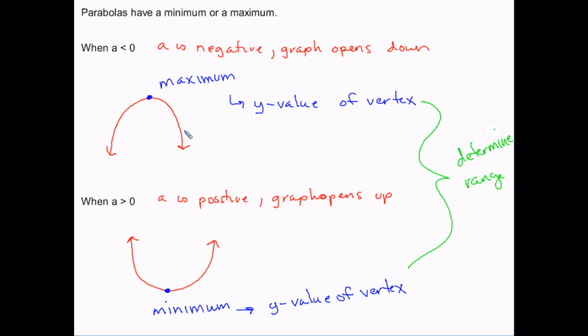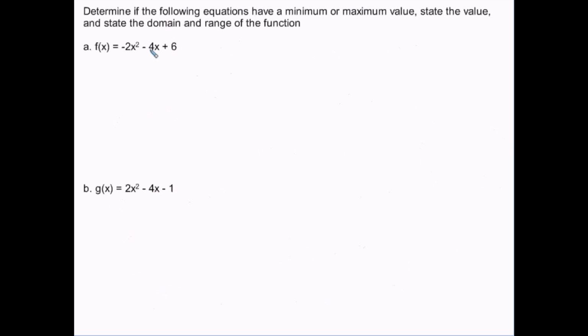Okay, if you have a maximum, your range is y is less than or equal to the maximum. If you have a minimum, your range is y is greater than or equal to the minimum. Okay, so we want to determine if it has a minimum or a maximum value. We're going to state that value, and then we're going to state the domain or range. Okay, so the first thing we want to do is ask, is a greater than or less than 0? Well, a is less than 0, so we're going to open downward, so we're going to have a maximum.